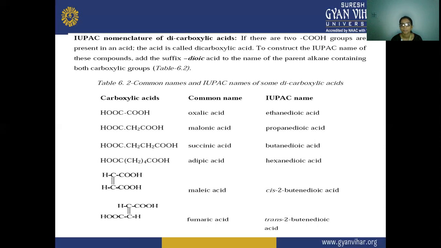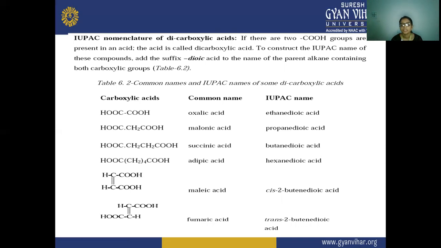The first example is COOH, COOH. According to the common name, it is oxalic acid. But according to the IUPAC name, as you see here, two carbon atoms are present, and these are the 2 carboxylic acids. That is why it is named ethane. Those 2 carbon atoms are there, and we have used here dioic. Its name is ethanedioic acid. So this is a dioic acid.